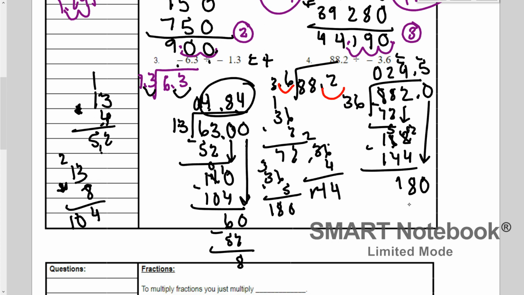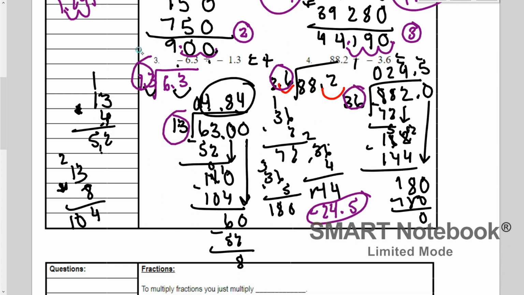5 times 36 is 180, 0 remainder. Remember we said a positive divided by a negative is a negative. So this is going to be a negative 24.5. I kind of ran out of room, so I'm just going to fit it in down here. Negative 24.5. Main thing when we're dividing decimals, that number on the outside has to be a whole number. Okay, if not, we have to make it one.